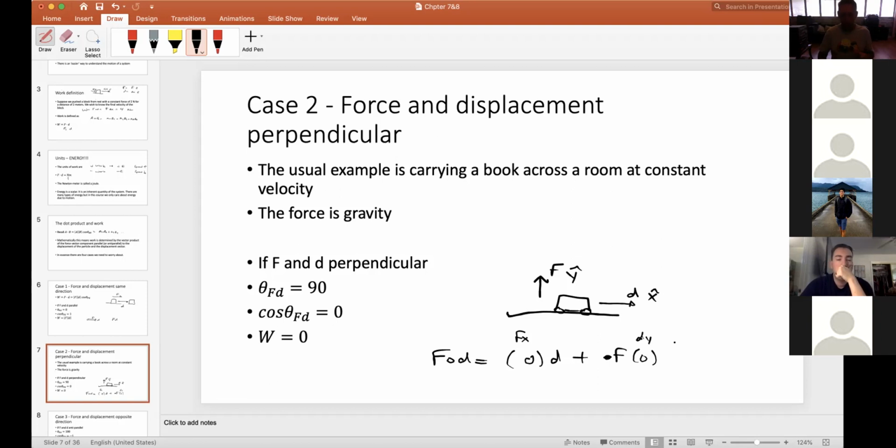Now, a much better example is the example that they always talk about. I don't know why my camera's so dark.